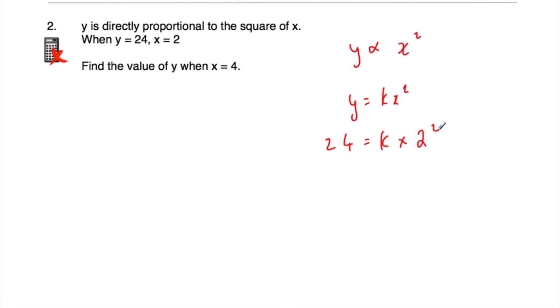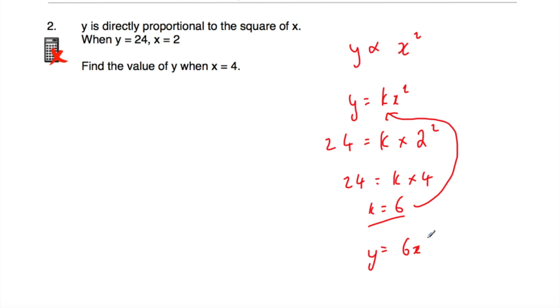Now we know that 2 squared is equal to 4, so we're going to have 24 is equal to k times 4. And then if we divide both sides of this equation by 4, we're going to get that k is equal to 6. So that's fantastic. We've found out what the constant of proportionality is. And we can substitute that back in here, the value for k in there, and we'll get that y is equal to 6x squared. So that's the formula we're going to be using in this question.